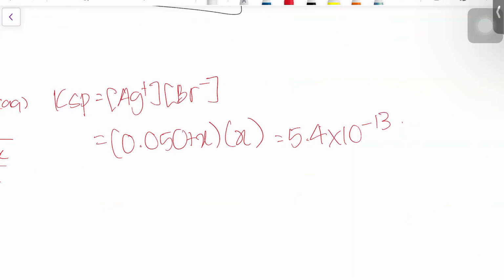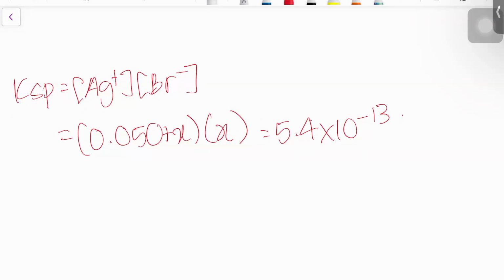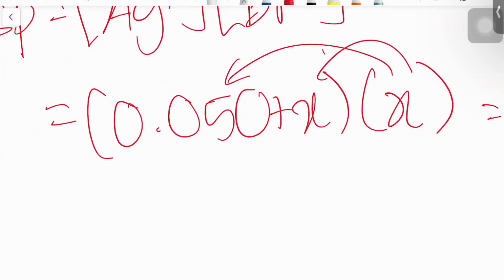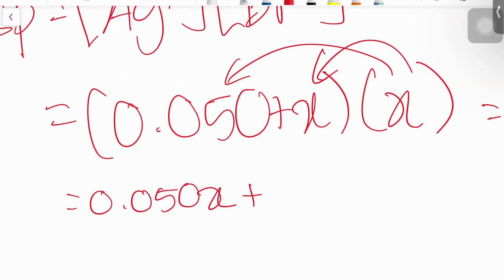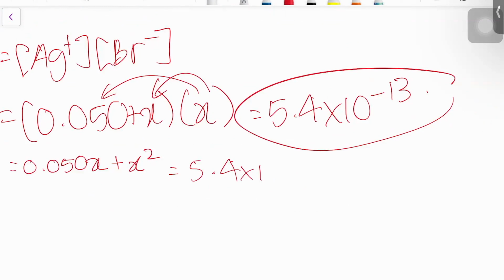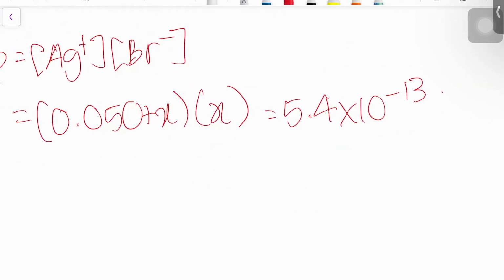What makes the common ion effect different is that you're pretty much guaranteed to end up with some kind of quadratic equation, like ax squared plus bx plus c. You're bound to get that in a common ion effect question. If you expand the bracket out, like from maths, you get 0.050x plus x squared, and you still get this on the right, 5.4 times 10 to the minus 13. You can make a simplifying assumption when you're doing the common ion effect.